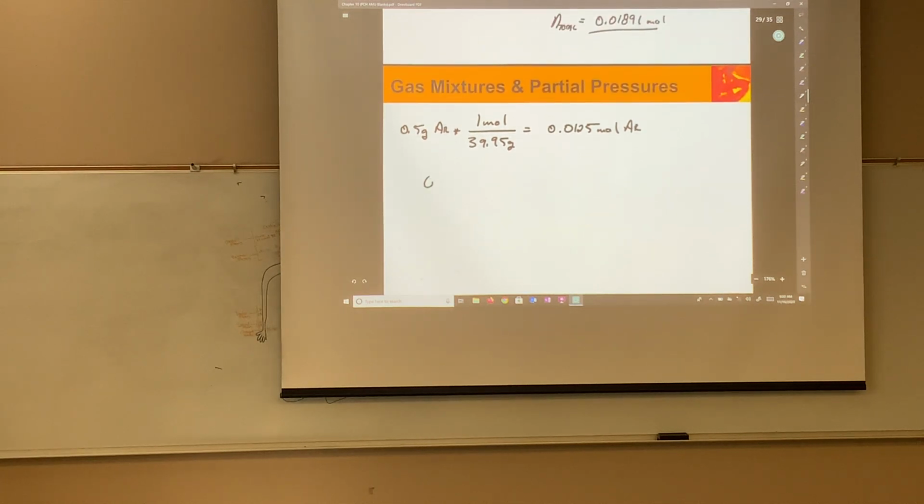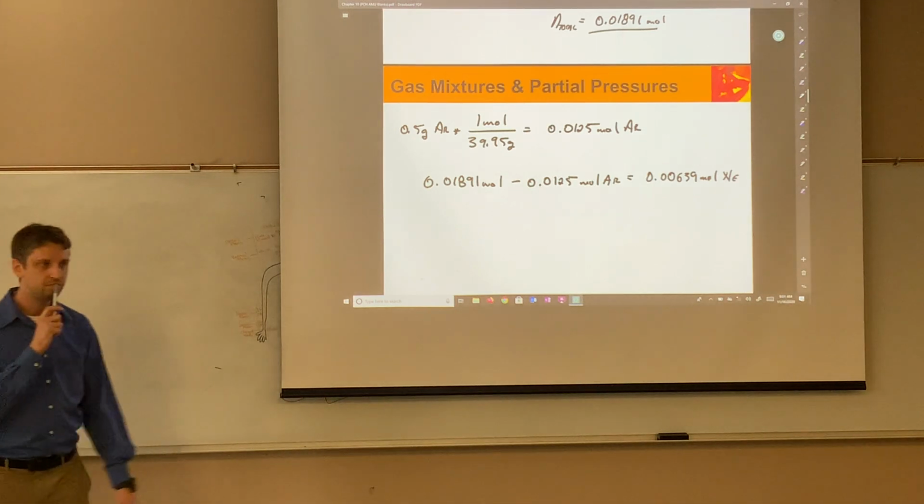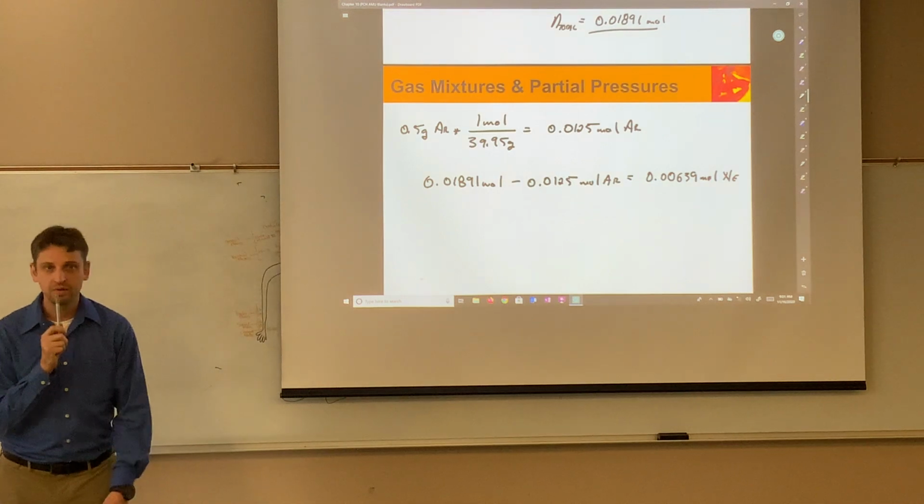So if I take 0.01891 of the total moles, minus 0.0125 moles of argon, I got about 0.00639 moles of neon. Everybody catch what I'm doing here?